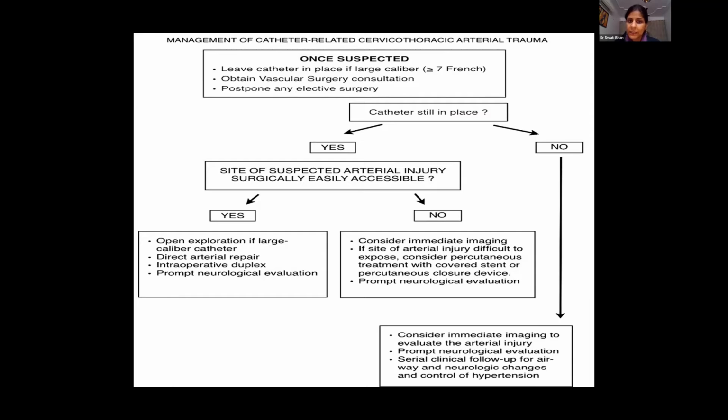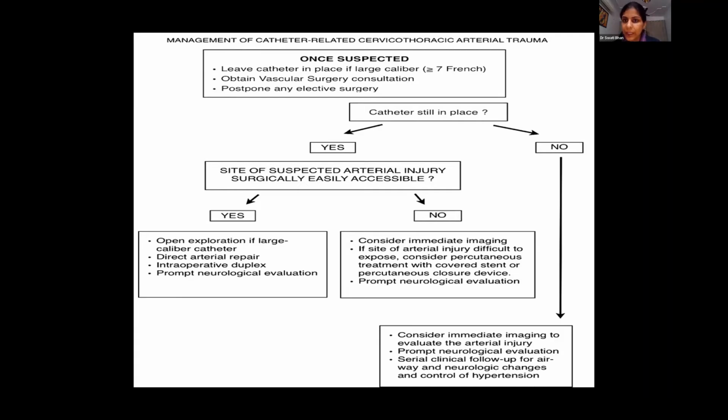If the catheter is still in place and we suspect the arterial injury is surgically easily accessible, then we should go for a repair of the artery, keeping in mind that a neurological evaluation should be done along with it. If the site is not easily accessible, then we should do imaging. And if the site of the arterial injury is difficult to expose, we can do a percutaneous treatment with covered stent or percutaneous closure devices, followed by a prompt neurological evaluation.